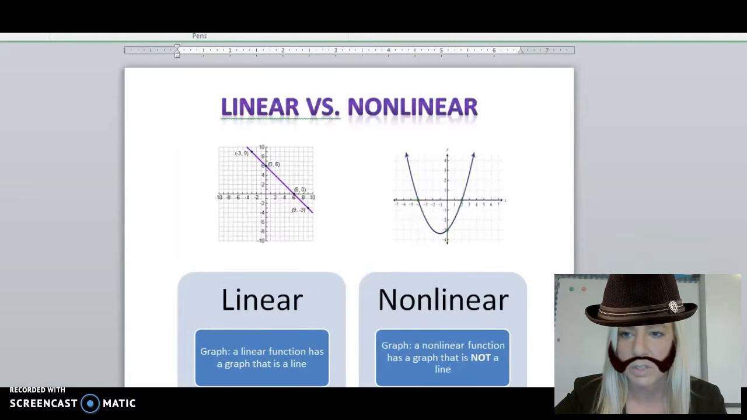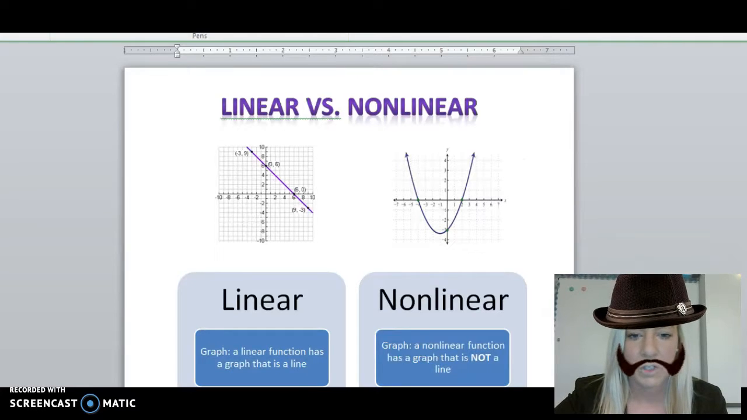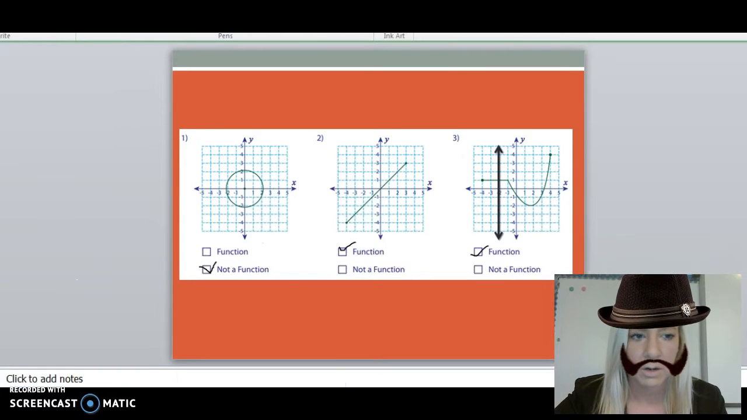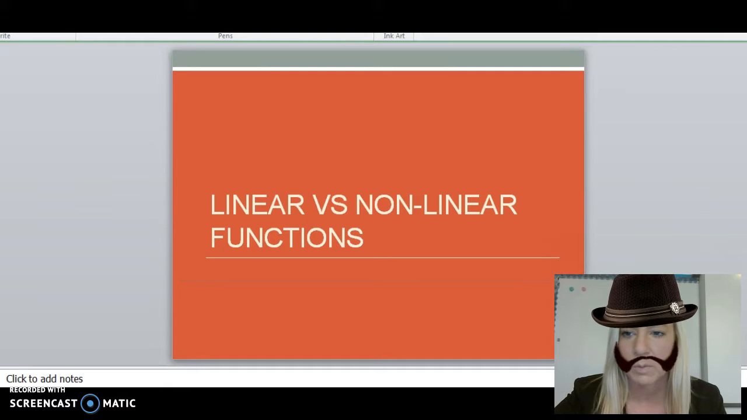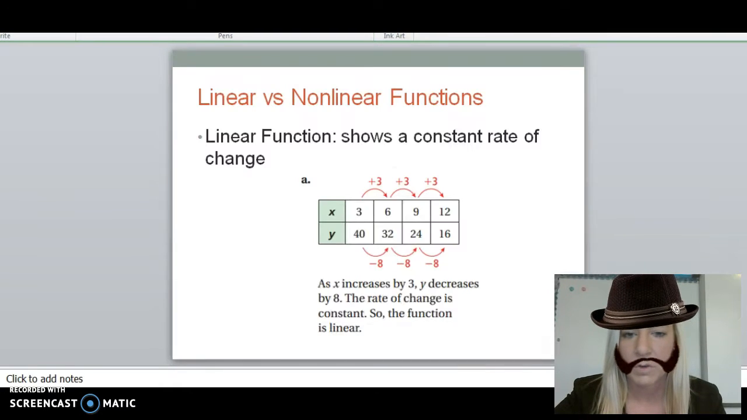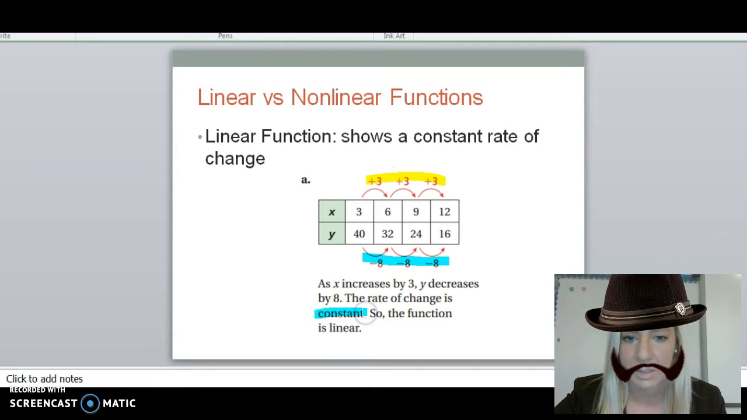Now the next thing we're going to talk about is if a function is linear versus nonlinear. This is something we talked about in 7th grade, but this is a quick review. So a linear function shows a constant rate of change. So if you notice here, my x values increase by 3. My y values decrease by 8. So the rate of change is constant.